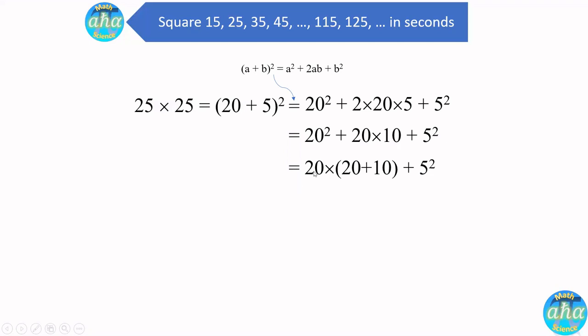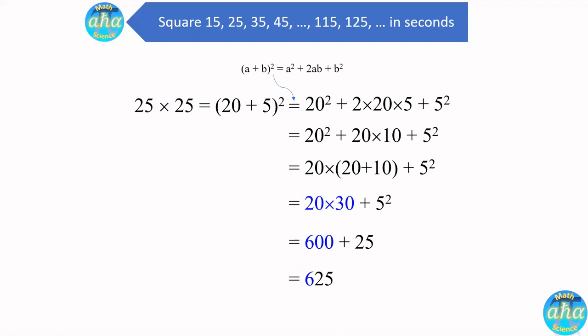And now we can factor out the 20, so we get 20 times, and the first term is a square, so we have a 20 left here. The second term is just a 10, so it's 20 plus 10, and then the last term is still 5 squared. So now the first term just becomes 20 times 30. That's going to give us the hundreds, and then the 5 squared, just keep it. So we get 600 plus 5 squared, which is 25. So here's our answer: 25 times 25 is 625.